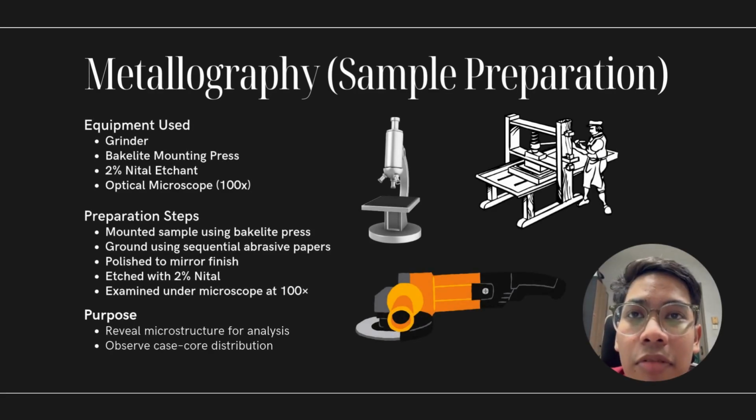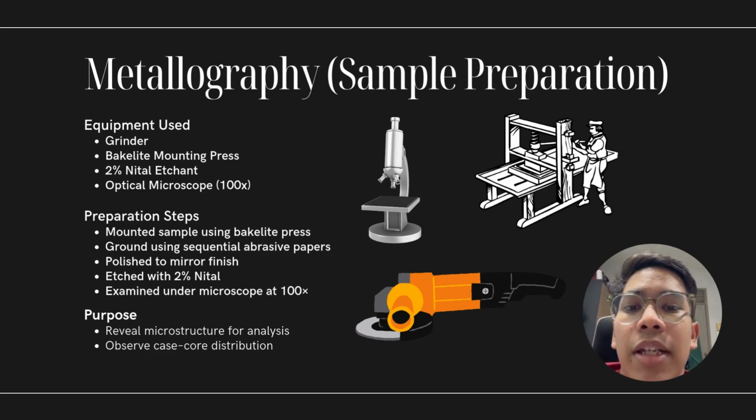For the metallography in section 4.1, our goal was to prepare the steel sample so that its microstructure could be clearly observed. We mounted the sample using a bakelite mounting press, then performed sequential grinding using different abrasive papers to obtain a flat and scratch-free surface. After that, we polished the sample to a mirror finish and etched it with 2% nital, which helps reveal the ferrite and pearlite phases. Finally, we examined the etched sample under an optical microscope at 100 times magnification and captured the micrographs for analysis.